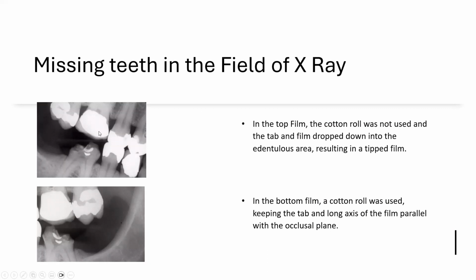In the top film here, the cotton roll was not used and the tab and film dropped down into the edentulous area. Hence, we are having the tipping type of image. Here the cotton roll is used and we can get a very nice image.